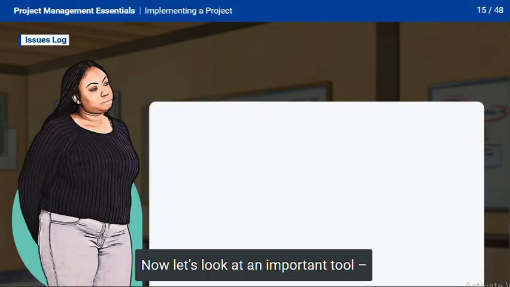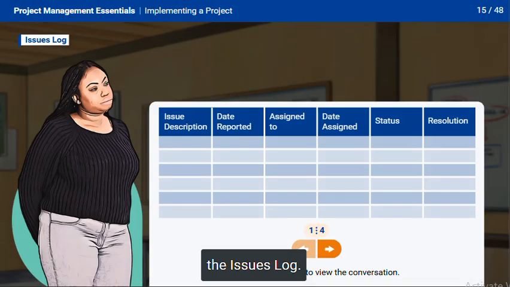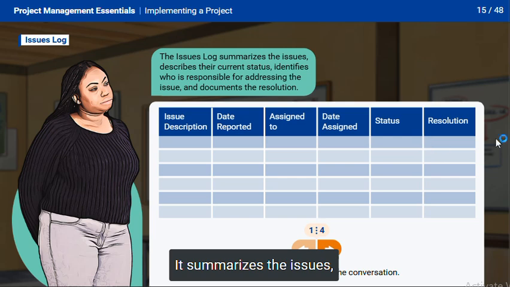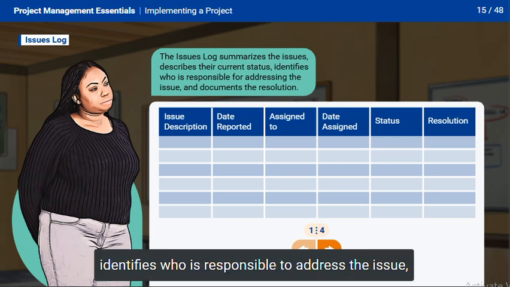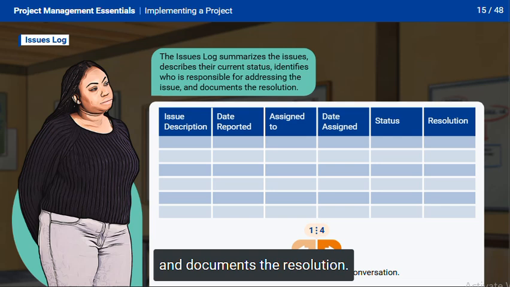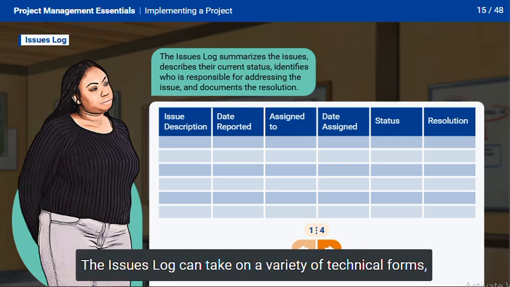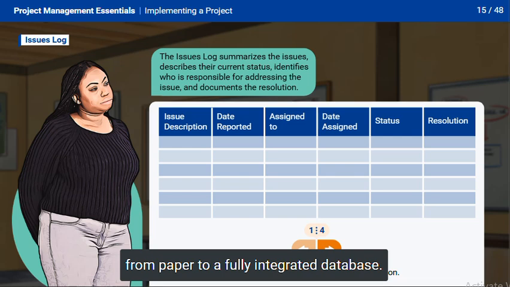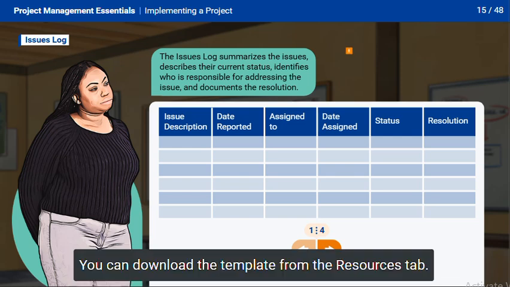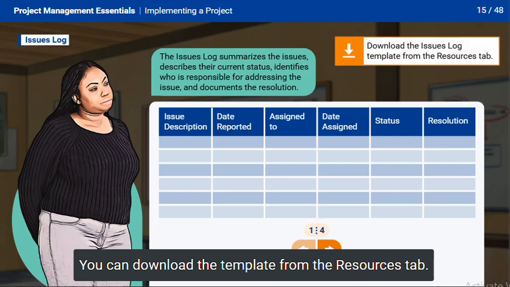Now let's look at an important tool, the issues log. It summarizes the issues, describes their current status, identifies who is responsible to address the issue, and documents the resolution. The issues log can take on a variety of technical forms, from paper to a fully integrated database. A sample of an issues log is shown here. You can download the template from the Resources tab.